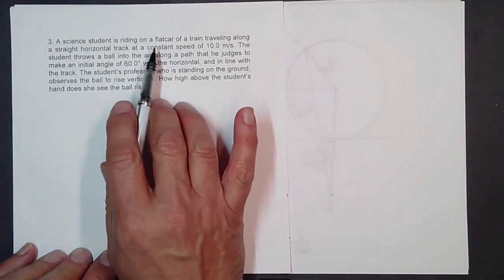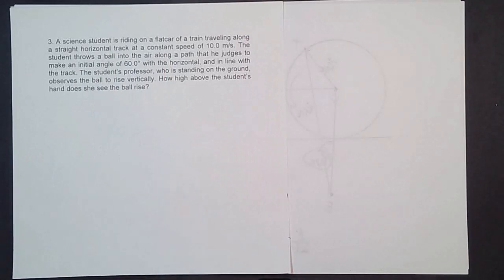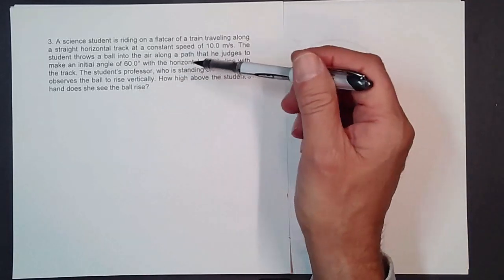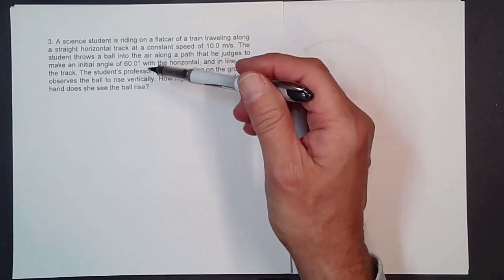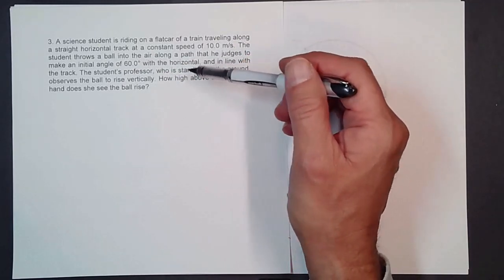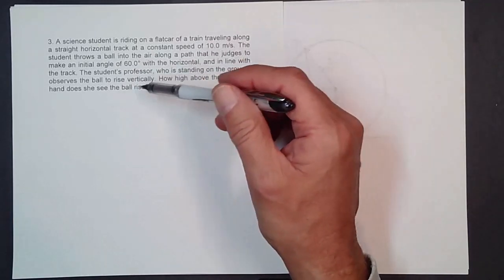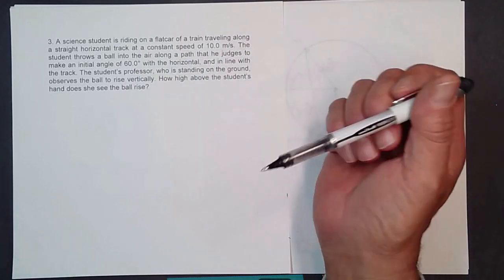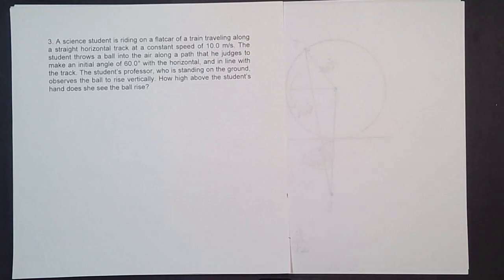The science student is riding on a flat car of a train traveling a straight horizontal track at a constant speed of 10 meters per second. He throws a ball into the air along a path that he judges to make an angle of 60 degrees with the horizontal and in line with the track. The student's professor, who is standing on the ground, observes the ball to rise vertically.